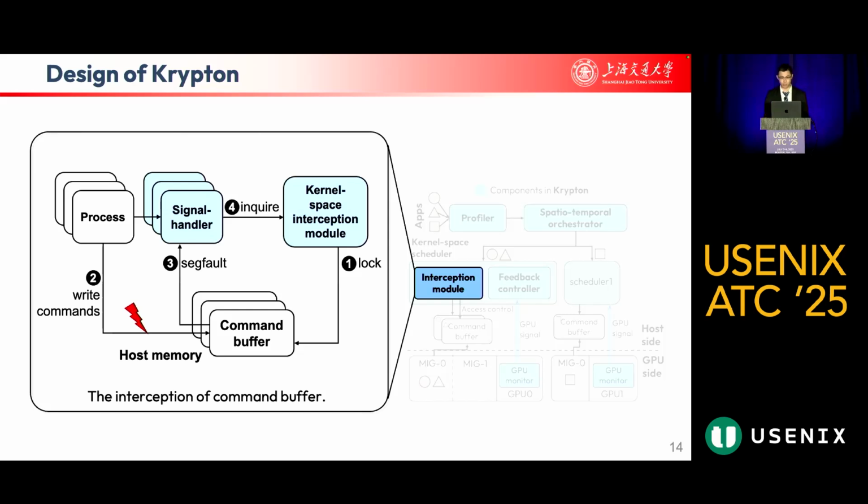The signal handler will ask the kernel-space interception module to see if this process is holding a valid CPU token. If it's actually holding a token, then we will unlock the buffer and let this write command go. Otherwise, we will delay this write command to make sure the other process can own this GPU for this time slice.